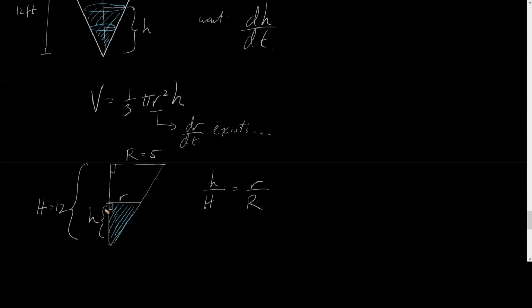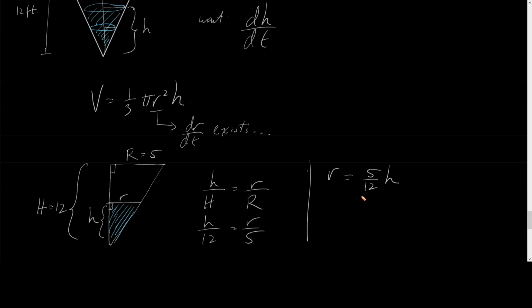Anyway, what I want is to put things in terms of that lowercase h. So now, this big H is 12. This little r we don't know. This big R is 5. So what this tells me is that r, because I want to solve r in terms of h, is 5/12 h. That term is in h.